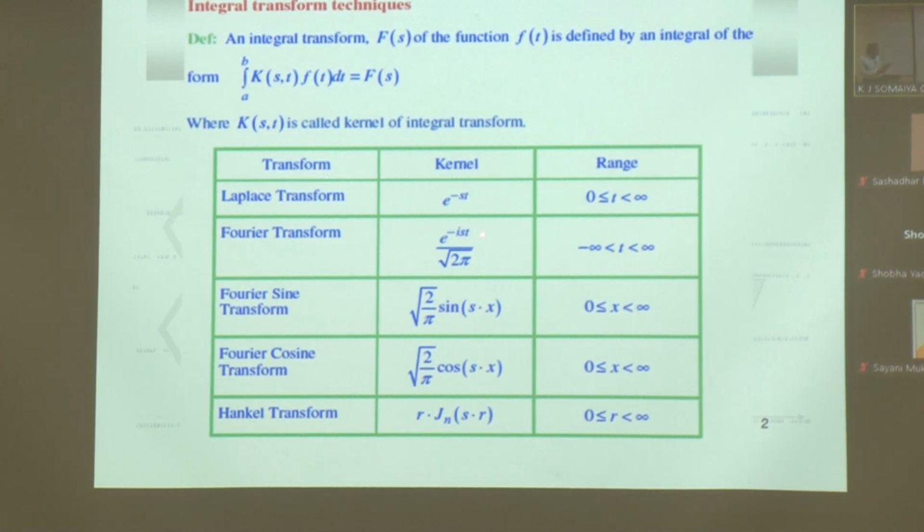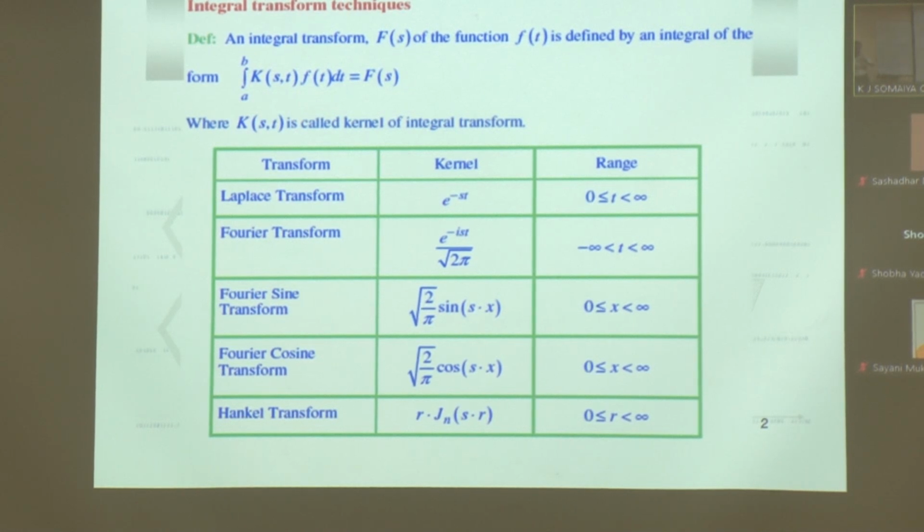For the Fourier transform we discussed, the kernel is in complex form, e to the power minus i s t, upon root 2 pi. Root 2 pi is the normalization constant. Whenever we are designing a particular kernel, we have to normalize it, because there should not be any effect of this kernel on the function to which the integral transform is being applied. Otherwise the magnitude of the corresponding function will change, but we don't want that.